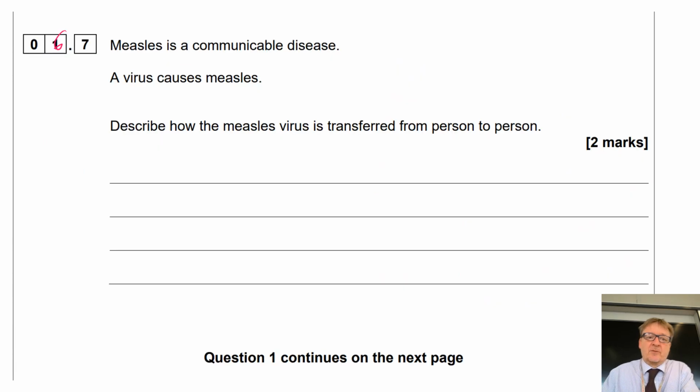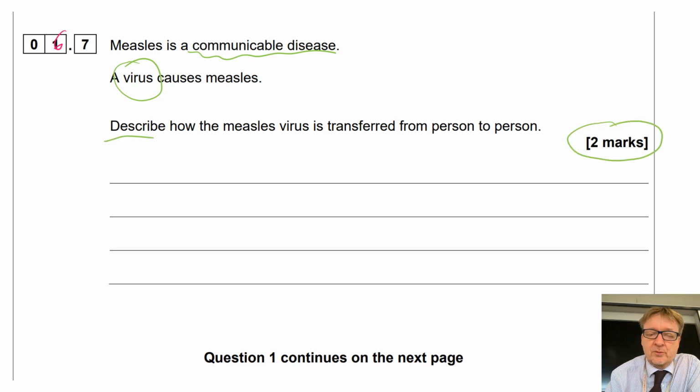Question number 1.7. Measles is a communicable disease, which means you can give it to somebody else. And it's also a virus. Describe how the measles virus is transferred from person to person. So it's a describe, so all we're doing is we're telling facts, but I do notice here it's worth 2 marks. Just look at the question. If I've got measles, how do I get it to somebody else?